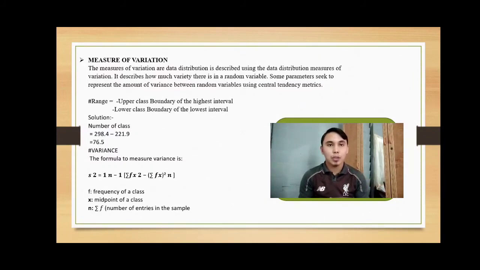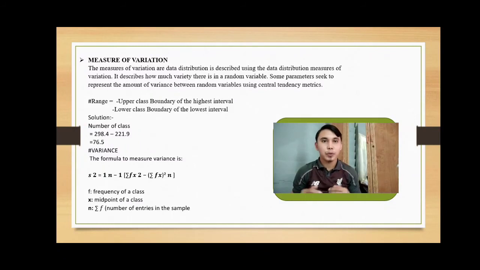Okay, we're going to the first formula. The name is range. It is the upper class boundary of the highest interval minus the lower class boundary of the lowest interval. So the solution is 298.4 minus 221.9. So the answer is 76.5.